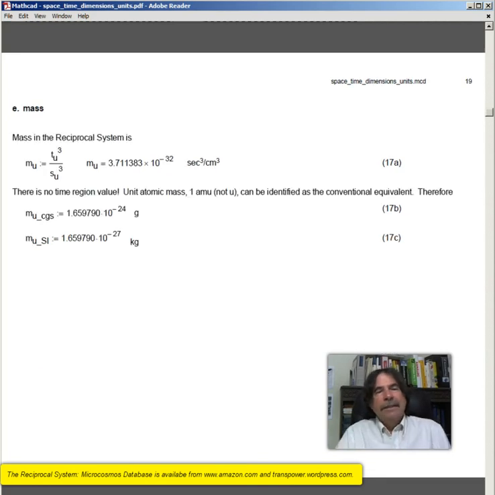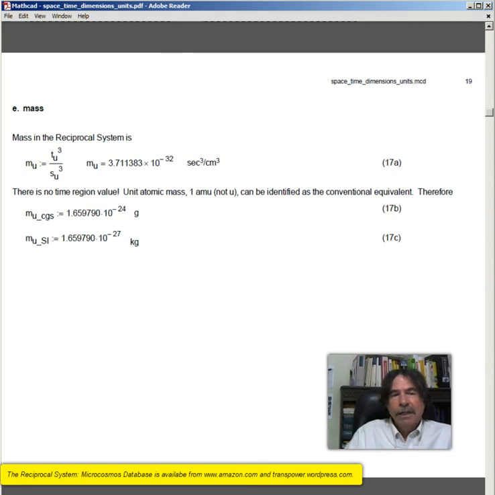Now mass is interesting. Mass is not fundamental in the reciprocal system. It's a space-time quantity, so that's what makes the reciprocal system unique. We reduce everything down to space-time. In this case, mass is t sub u cubed over s sub u cubed, and that comes out to being 3.711383 times 10 to the minus 32nd second cubed divided by centimeter cubed. There's no time region value here.